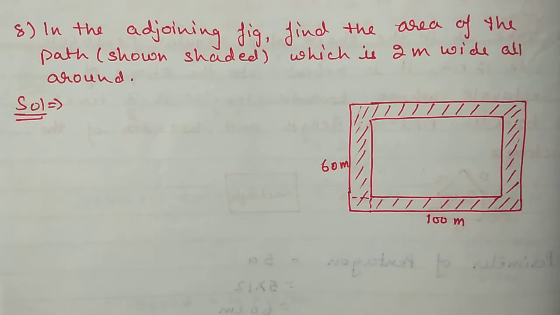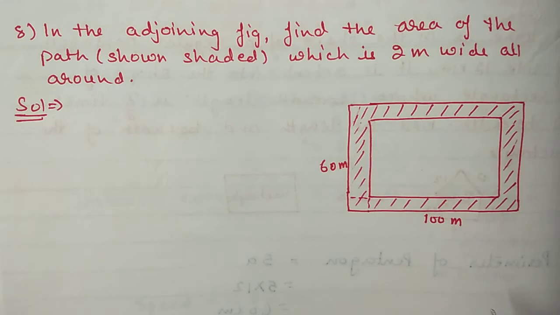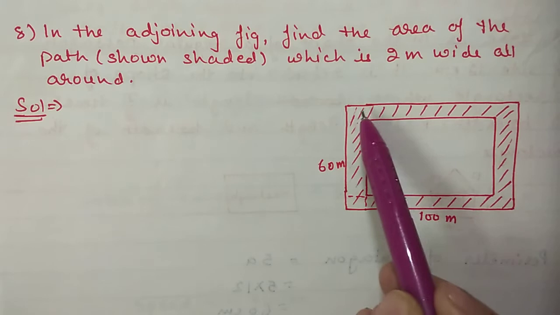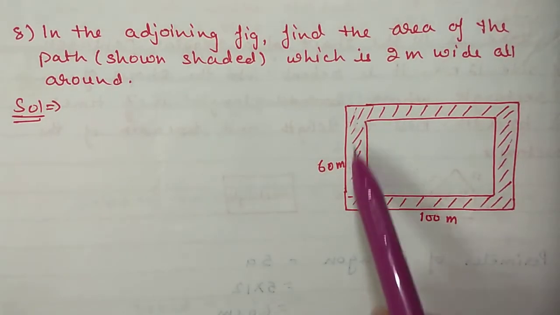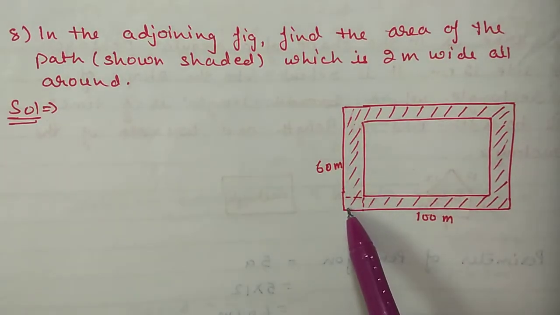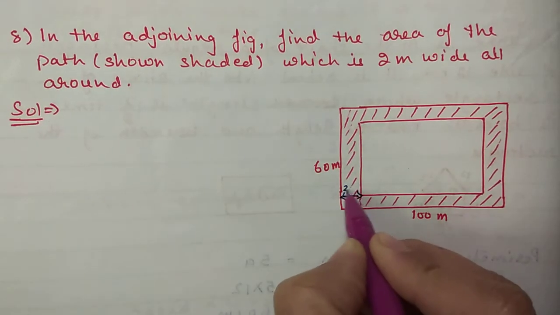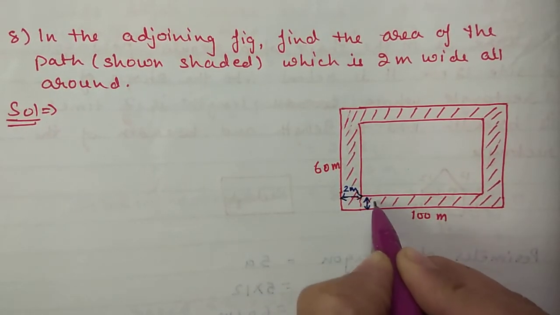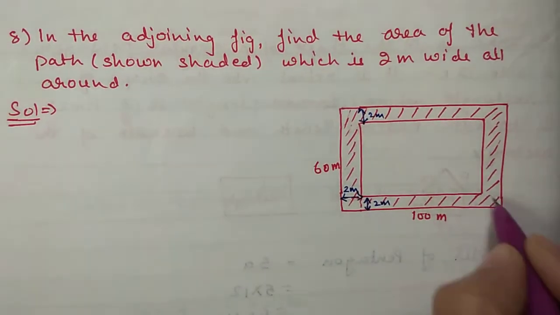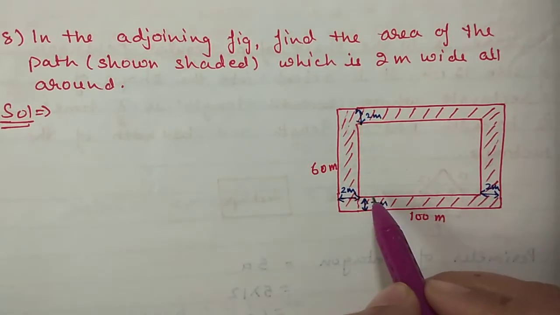Next question number 8. In the adjoining figure, find the area of the path shown shaded, which is 2 meter wide all around. So here this figure is given, this is a park, and this is the path of which area we have to find out, the shaded path. This dimension is given 60 meter, this is given 100 meter, and this is given 2 meter. This is all around 2 meter, this side also, that side also, and this side also 2 meter. So outer dimension is given, inner we have to find out.